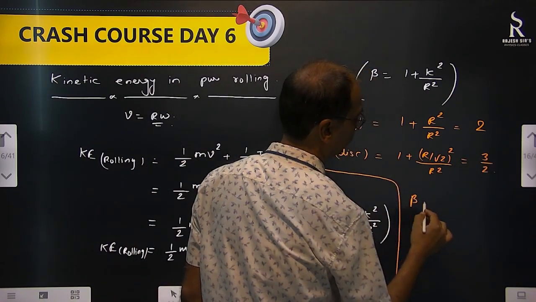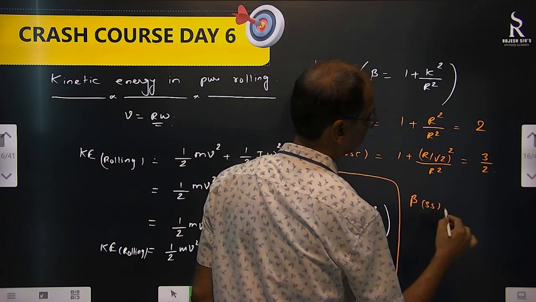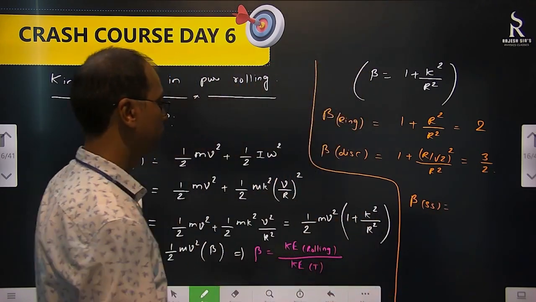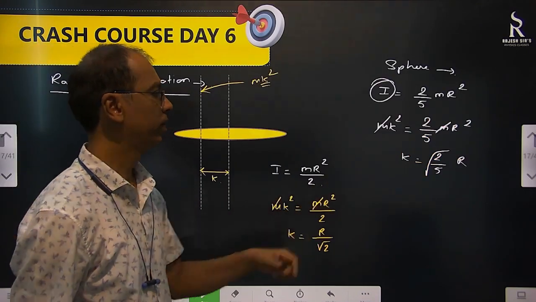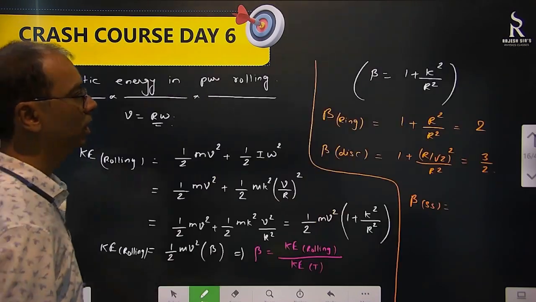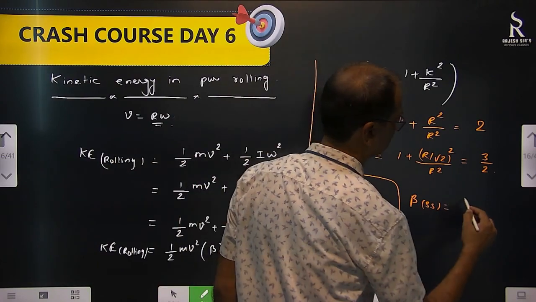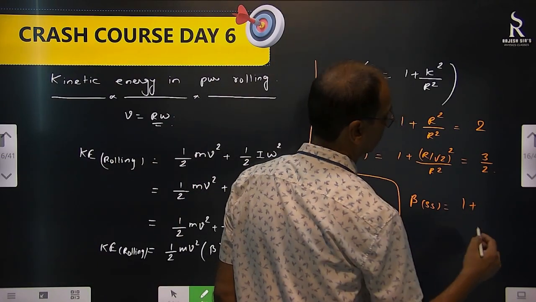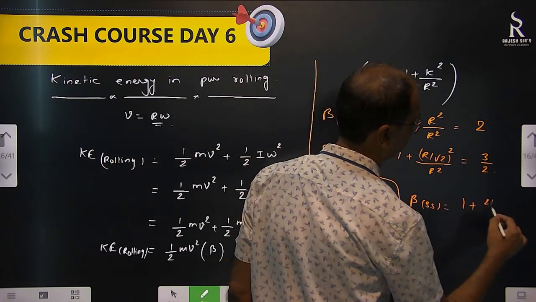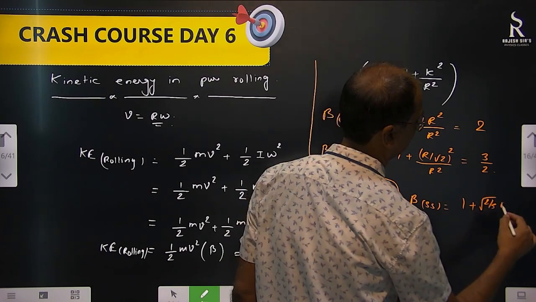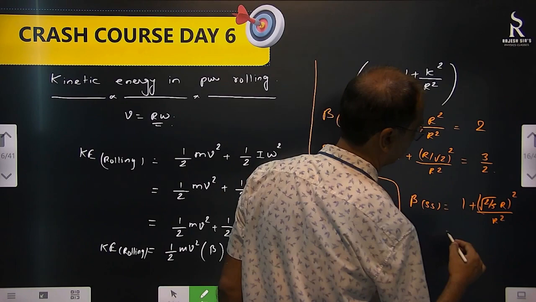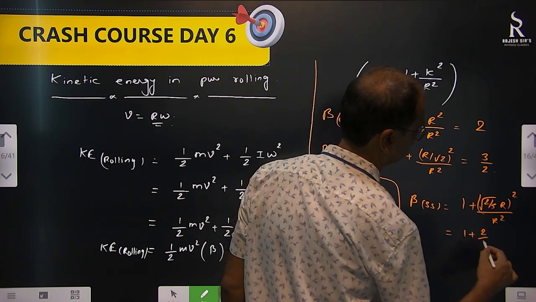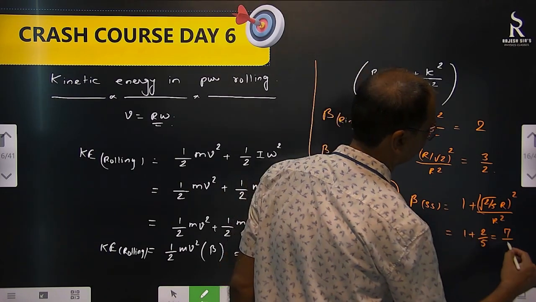Okay, beta for solid sphere. What is k value for solid sphere? Let's see what we have done. Root 2 by 5 r. Okay, so 1 plus k square, so root 2 by 5 r whole square by r square. So what are we getting? 1 plus 2 by 5, that's 7 by 5.